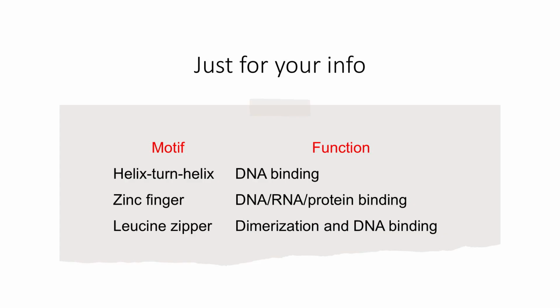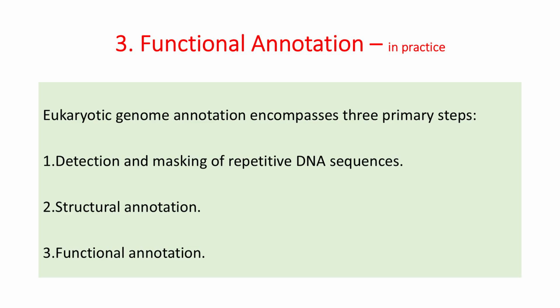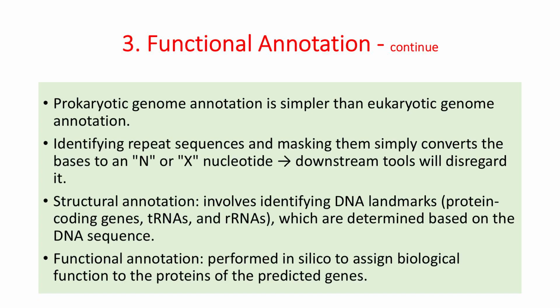Motifs like helix turn helix, zinc finger, and leucine zipper have distinct functions. They are involved in DNA binding, protein binding, and dimerization, respectively. Eukaryotic genome annotation involves 3 primary steps: detecting and masking repetitive DNA sequences, structural annotation, and functional annotation. Prokaryotic genome annotation is simpler than eukaryotic. It involves identifying repeat sequences, structural annotation, and functional annotation, which assigns biological functions to proteins.